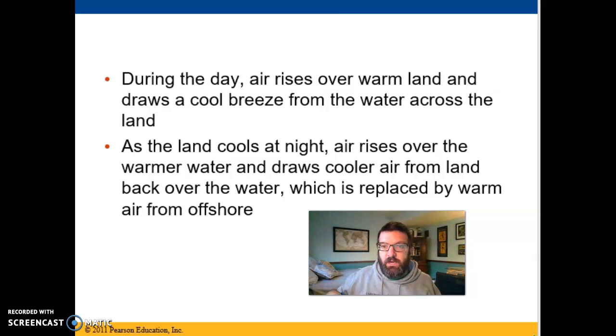At night, the water stays kind of warm. It's a big thermal mass. The land cools off more quickly. Air sinks, and it pushes air back towards the water, and then you have warm air from the water that's expanding and pushing kind of a warmer breeze back toward the land, and so water moderates land temperature.